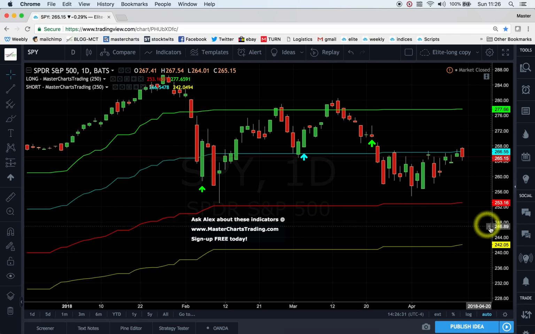If or when we close below this red line and then continue maybe lower to this yellow line, then I will definitely start to worry. But for now, the market is very finely poised to go either way.